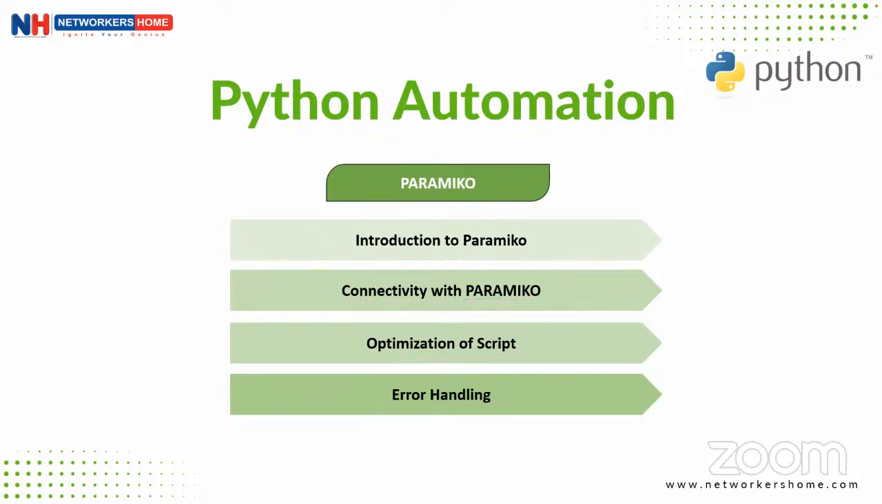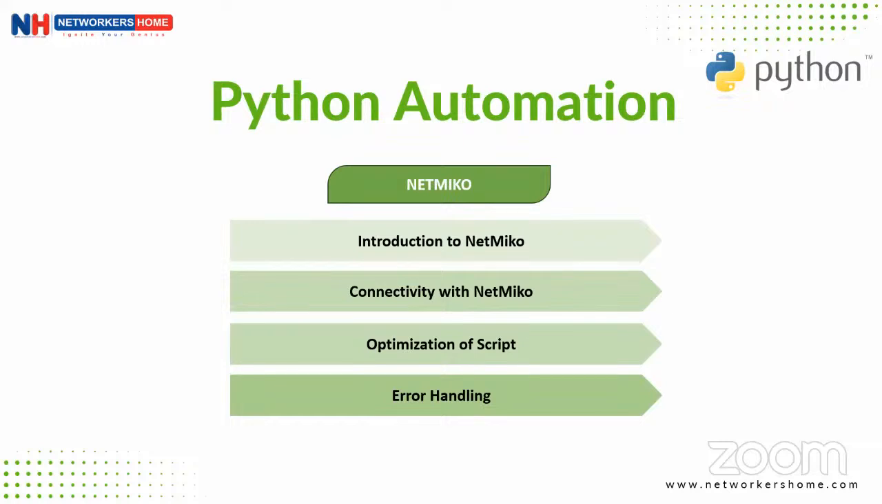Next, we will discuss the Netmiko library. This is another Python library which allows us to communicate with the networking devices in a better way than Paramiko. This is the advanced version of Paramiko, which has less complexity than Paramiko. So again, we will have an introduction to Netmiko. We'll also understand how we can communicate with the networking devices with Netmiko, and we'll optimize the script with Netmiko, and we'll deal with the error handling mechanism with Netmiko.